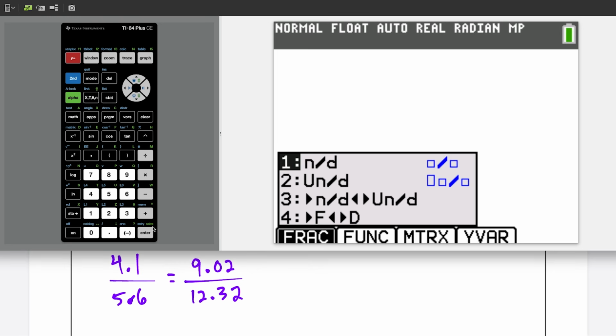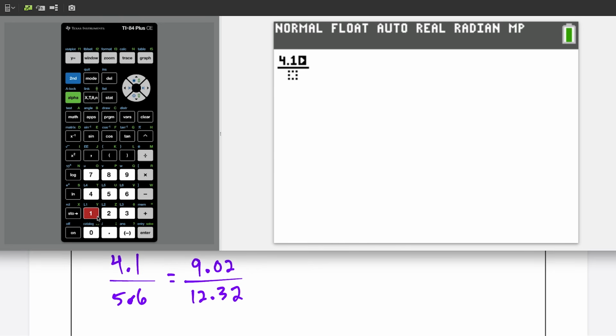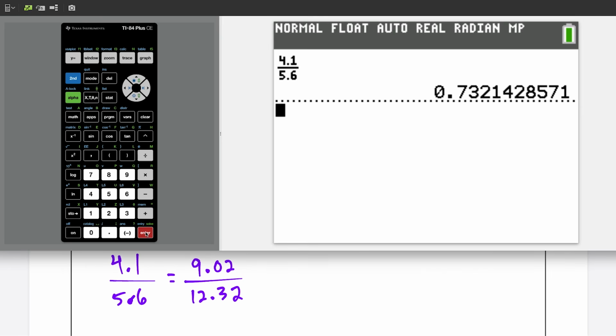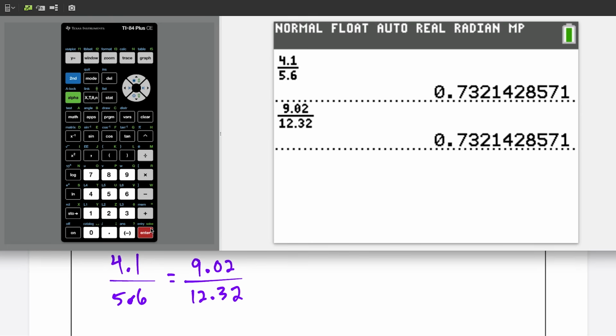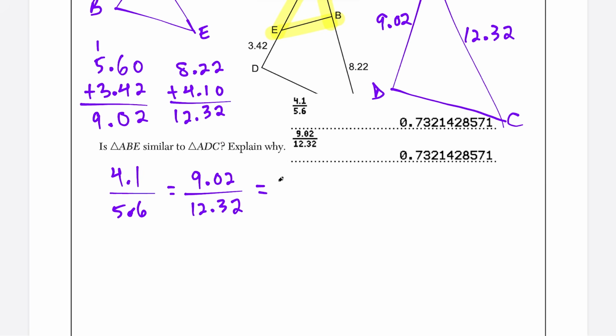I'm going to do alpha y equals enter, and we're typing in 4.1 over 5.6. And then right after this, after we press enter, we're going to do the second fraction here. So I'm going to press alpha y equals enter, and we're going to do 9.02 over the denominator, we have 12.32. And now moment of truth. Notice that the ratios here do match, so we can say that these triangles are similar. So let's just record this information here. We have these two ratios are equal to 0.732, and then we have 142, 85, 71.